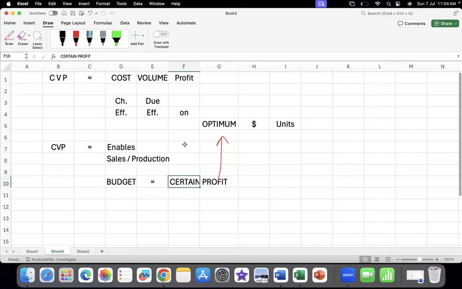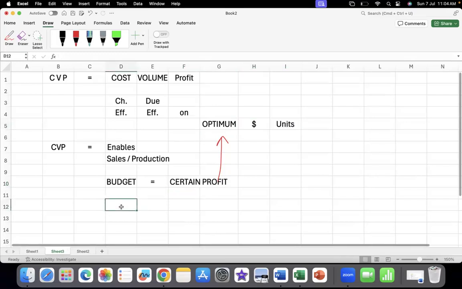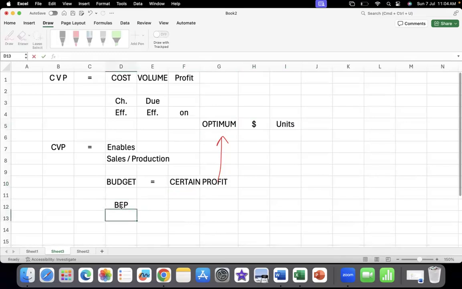But then if you want to decide what the optimum level is that you should be working on every time, that is something which is going to help you understand whether you are going to achieve your profit or not. That is something which is called CVP analysis. So CVP analysis helps the company to find the level of production and sales in units and dollars, so that the company should always work above its break-even point.